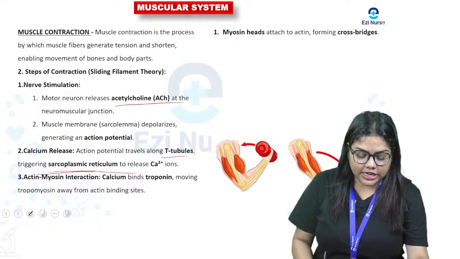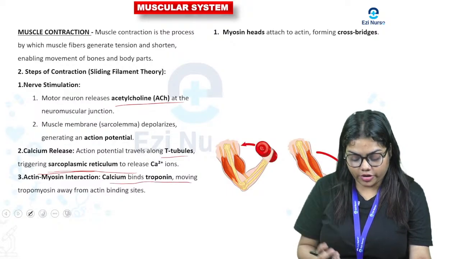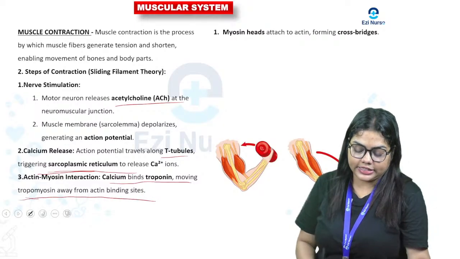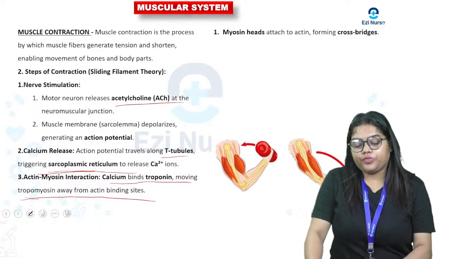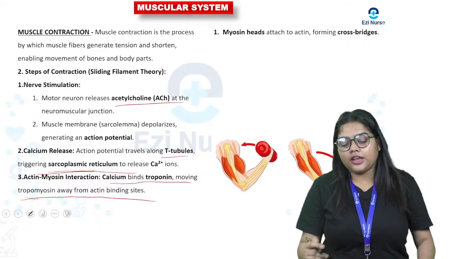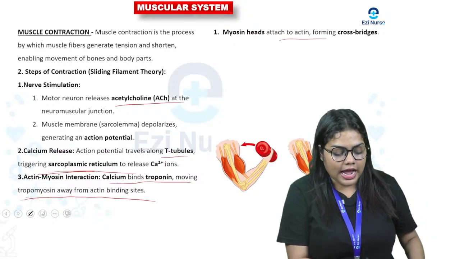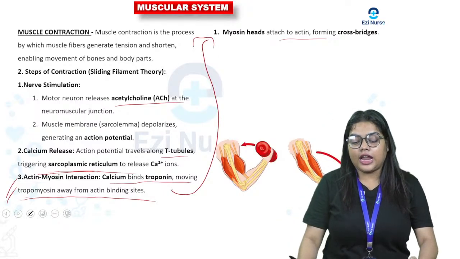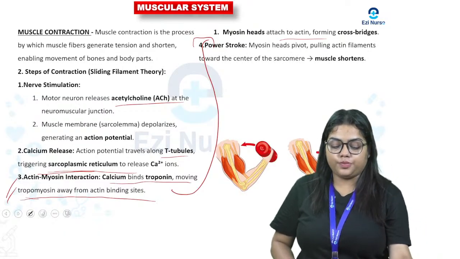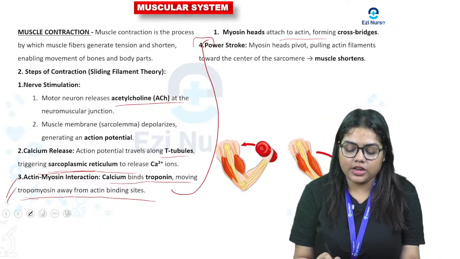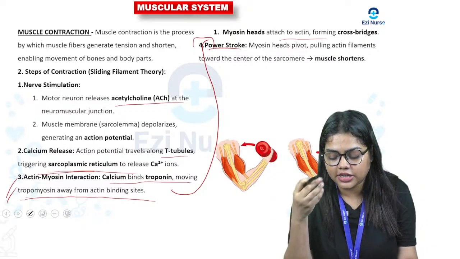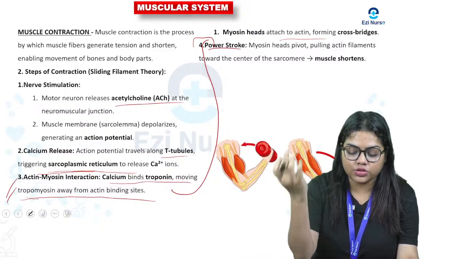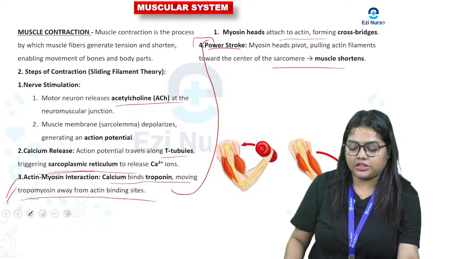Then the actin myosin interaction. The calcium binds to troponin, moving tropomyosin away from the actin binding site. Next, the myosin heads will attach to actin, and this comes under the actin myosin interaction only. So the myosin heads attach to the actin, forming the cross bridge. Then comes the power stroke, where the myosin heads pivot, pulling the actin filaments towards the center of the sarcomere, which is called muscle shortening.